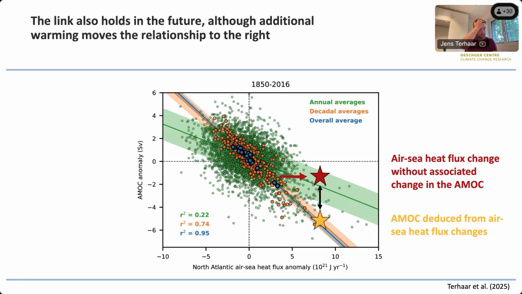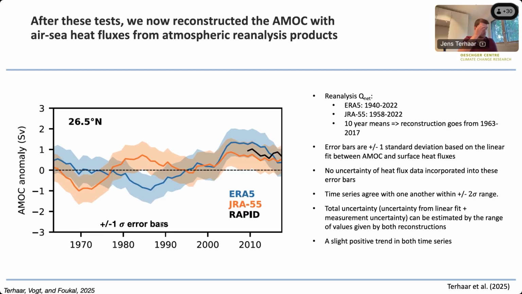So what we did then is we used air sea heat flux estimates from reanalysis data to reconstruct the AMOC in the real world, not just in models. So we used this relationship and the estimate of the air sea heat fluxes, and we used ERA5 and JRA, and we come up with this time series at 26.5 degrees north. The error bars are plus minus 1 standard deviation based on the linear fit. There are no uncertainties from the estimates of the air sea heat flux because we just don't have them, so the uncertainties are just from the relationship.